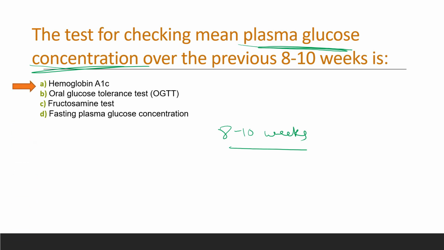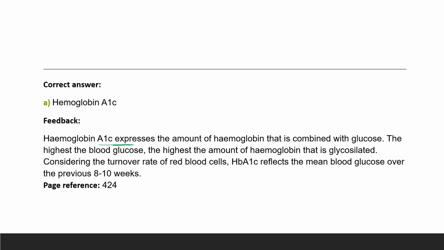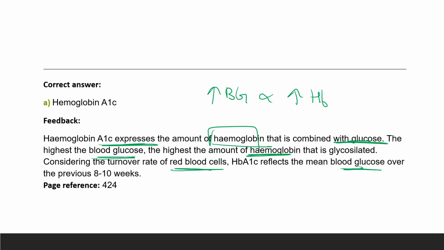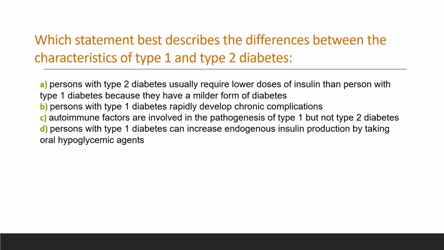In this, the correct option is hemoglobin A1C, because hemoglobin A1C expresses the amount of hemoglobin that is combined with glucose, and the higher the blood glucose, the higher the amount of glycosylated hemoglobin. HbA1c reflects the mean glucose over the previous 8 to 10 weeks. Next question. Which statement best describes the difference between the characteristics of type 1 and type 2?